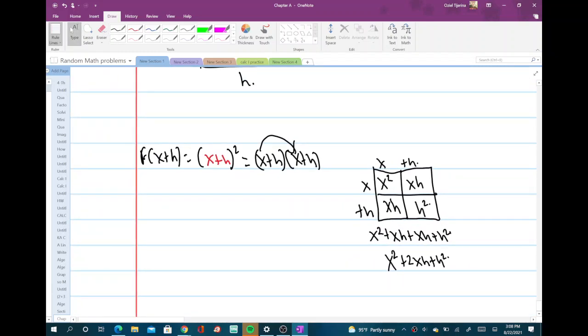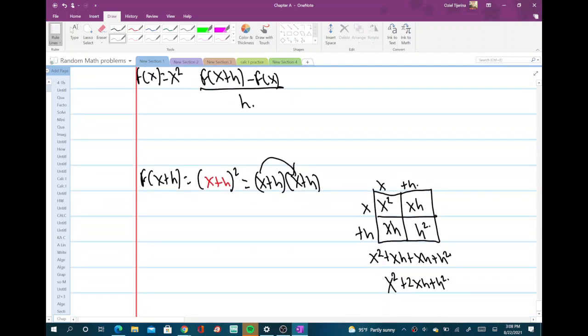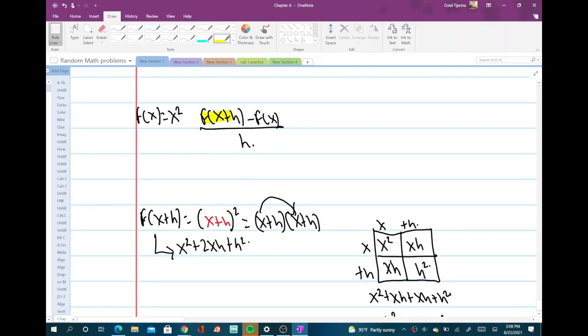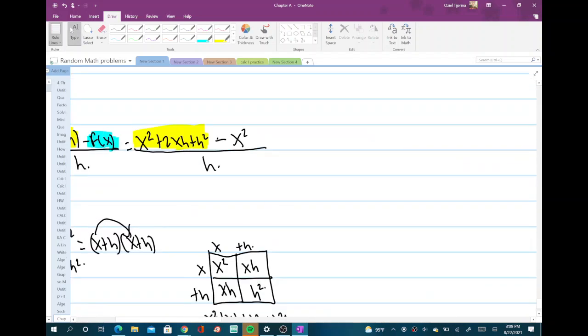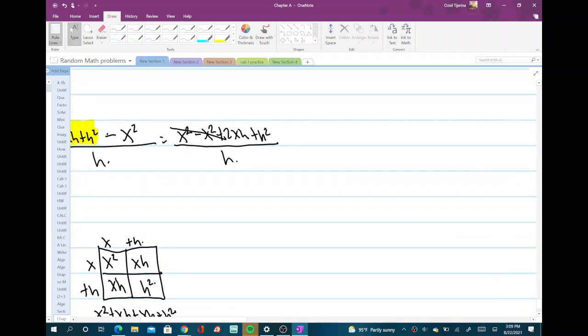So we know that f of x plus h is x squared plus 2xh plus h squared. We can plug that in for this part here. Then we have minus, and f of x is just literally this part here, so we have minus x squared, all over h. If we simplify this, we have x squared minus x squared plus 2xh plus h squared all over h. Cancel out those terms, and we have 2xh plus h squared all over h.